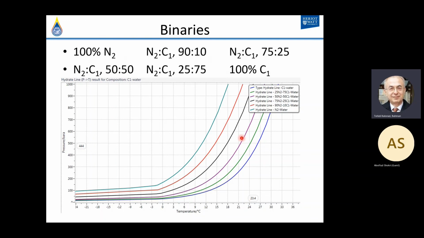You can see that. Here is no nitrogen. Here is 25% nitrogen. This is 50% nitrogen. This is 75% nitrogen, 25% methane. And here is 90% nitrogen, the red one, and 10% C1. And then here is pure nitrogen. You can see how the hydrate phase boundary shifts to the left as you increase the amount of nitrogen.